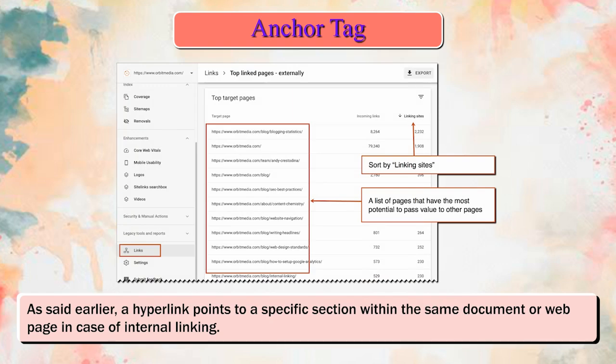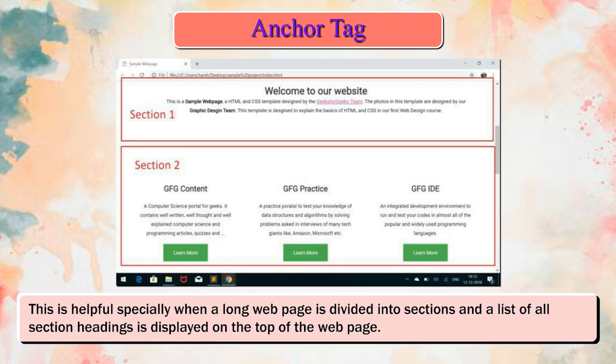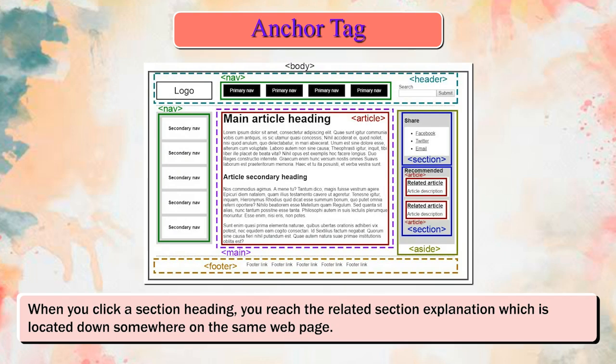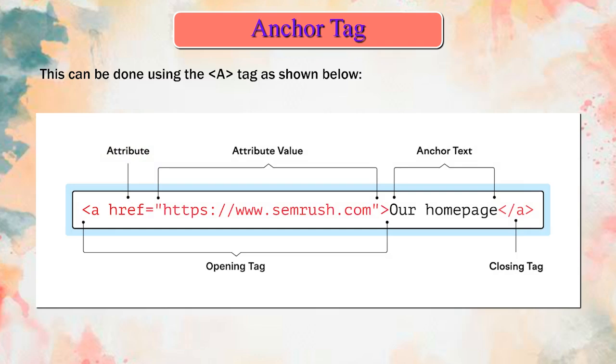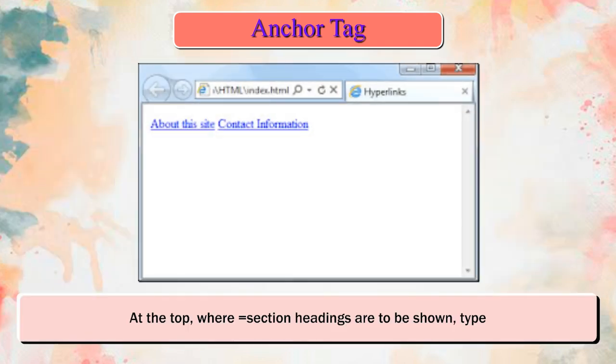As said earlier, a hyperlink points to a specific section within the same document or web page in case of internal linking. This is helpful especially when a long web page is divided into sections and a list of all section headings is displayed on the top of the web page. When you click a section heading, you reach the related section explanation which is located down somewhere on the same web page. This can be done using the A tag as shown at the top, where section headings are to be shown.